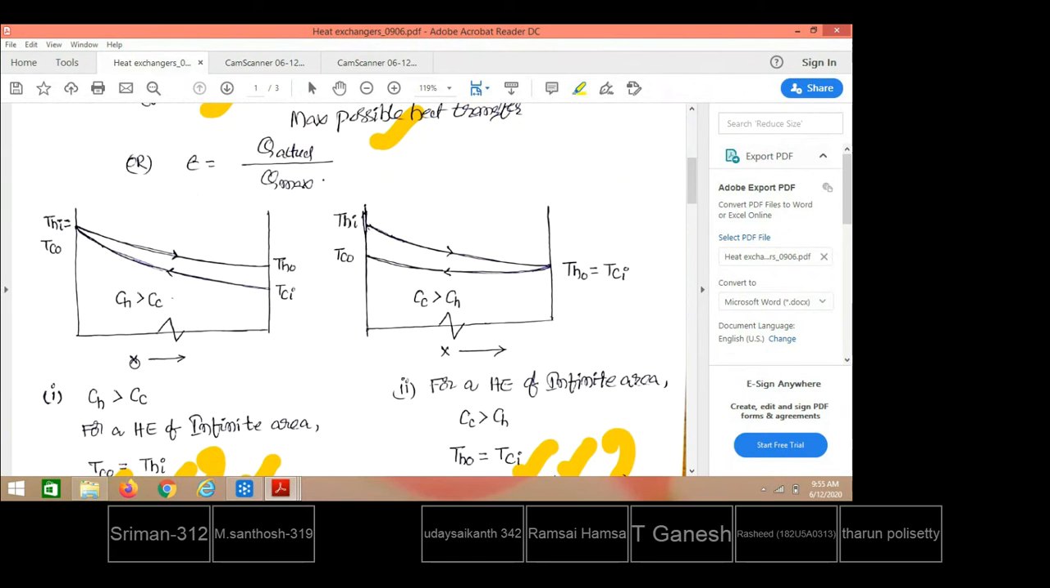So we are assuming that in the heat exchanger, the heat capacity of the hot fluid is greater than the heat capacity of the cold fluid. That means the hot fluid is able to reject more heat, and the cold fluid is able to receive heat from the hot fluid. That is the meaning of having a difference of specific heats.